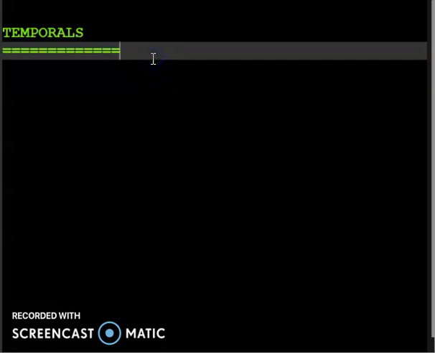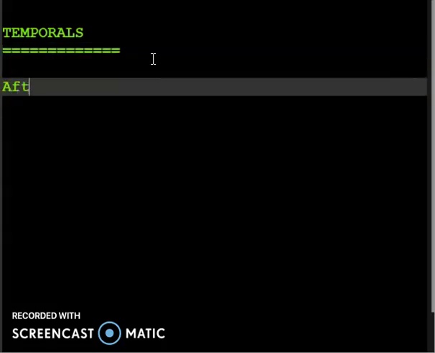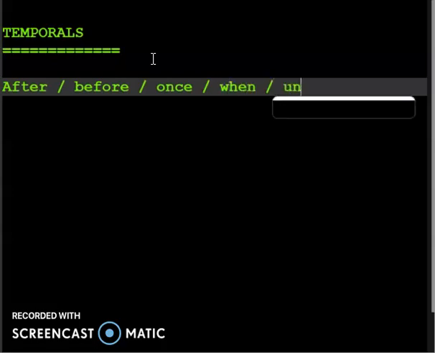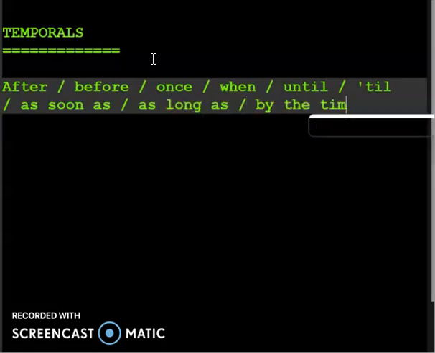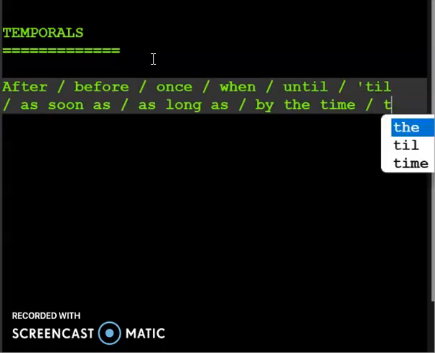Today we're going to take a look at temporals. The temporals that I'm going to introduce today are after, before, once, when, until, till, which is until shortened, as soon as, as long as, by the time, and the moment.